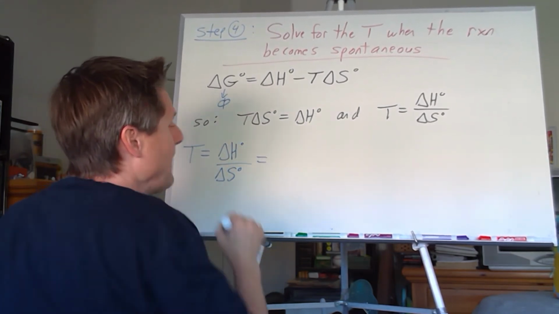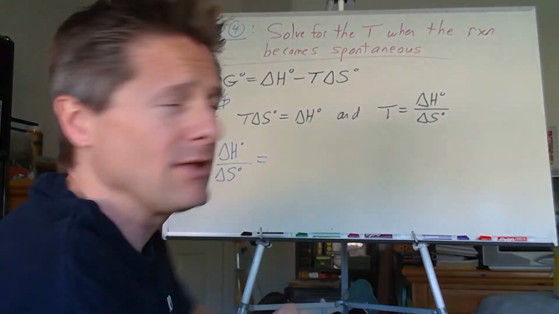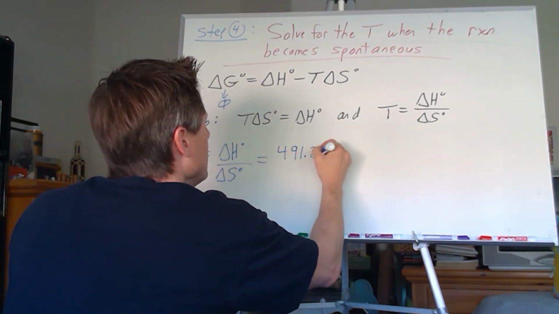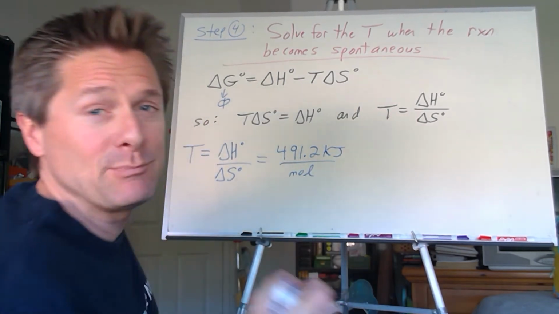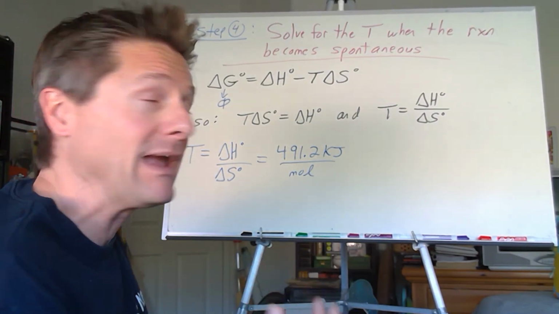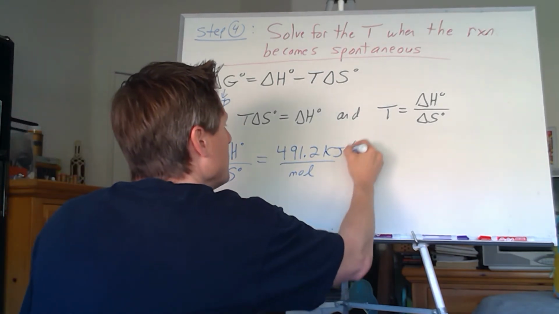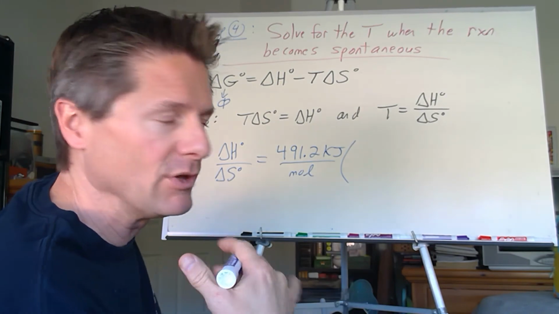So what was our value of delta H naught from that? Was that the 491.2 kilojoules per mole? So 491.2 kilojoules per mole. Please put your units. I'll show you where it'll bite you if you don't. Now you're dividing by delta S, which means you can multiply by the inverse of it if you want to keep dimensional analysis going and do a unit line equation.